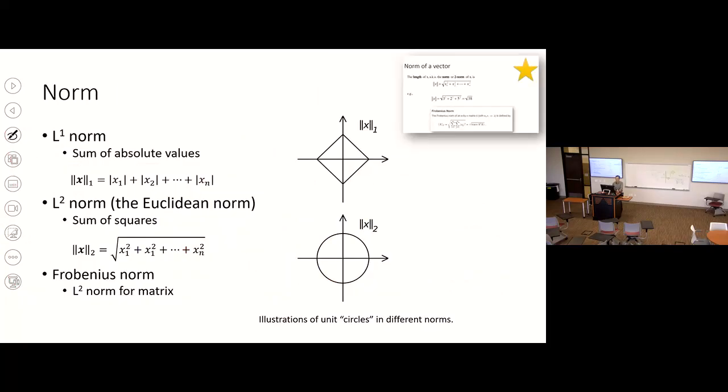So for the norm, we have 2 different norms. Normally, we use L2 norms. This is the definition. And if you want to find all the points which have the same magnitude, it will form this unit circle. Well, another norm is called L1 norm. This is the definition of L1 norm.